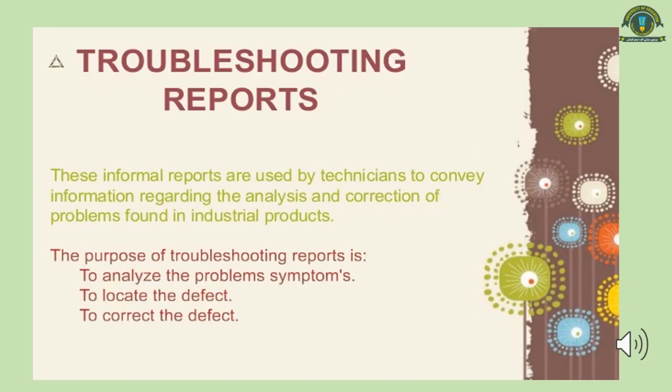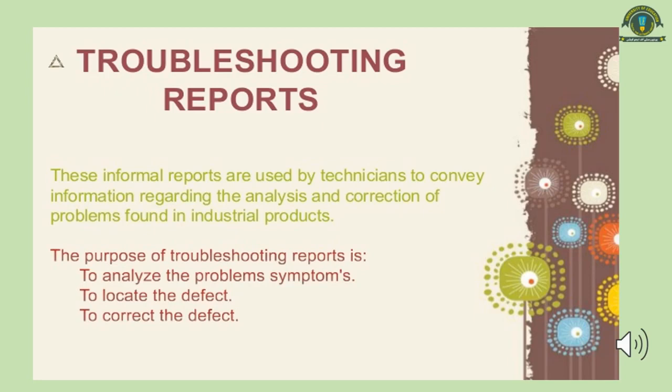Now it's the turn of troubleshooting reports. Students, these reports are used by technicians to convey information regarding the analysis and correction of problems found in industrial products. The purpose of troubleshooting reports is, first of all, to analyze the problem symptoms, second, to locate the defect, and third, to correct the defect.